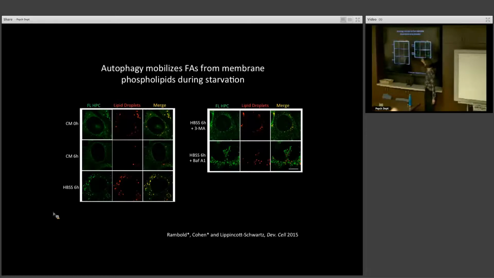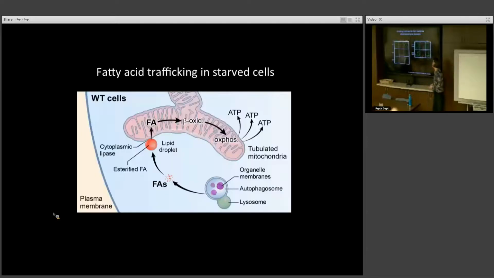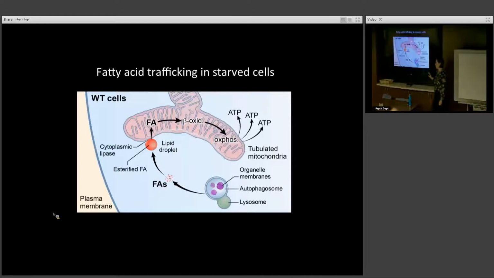And here these punctae are not overlapping. So the signal here is actually in autophagosomes. The fluorescent phospholipid is getting trapped in autophagosomes because it's not fusing with the lysosome. So fatty acids aren't being released and going to lipid droplets. To summarize what I've shown so far, in response to starvation, cytoplasmic lipase works on the surface of lipid droplets, releasing fatty acids for transfer to mitochondria. And meanwhile, autophagy of membranes in the cell is releasing fatty acids to refill the lipid droplets.